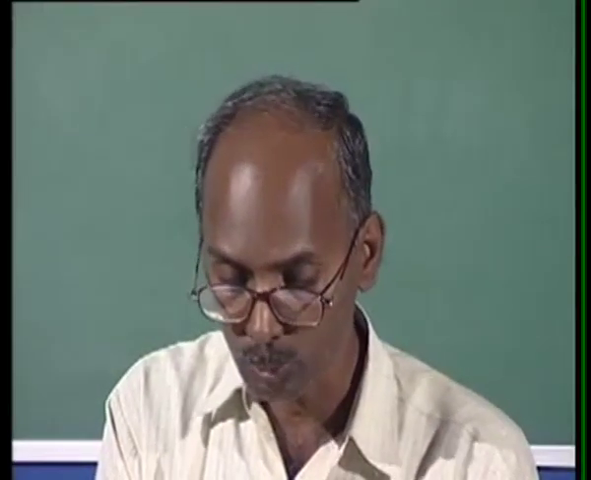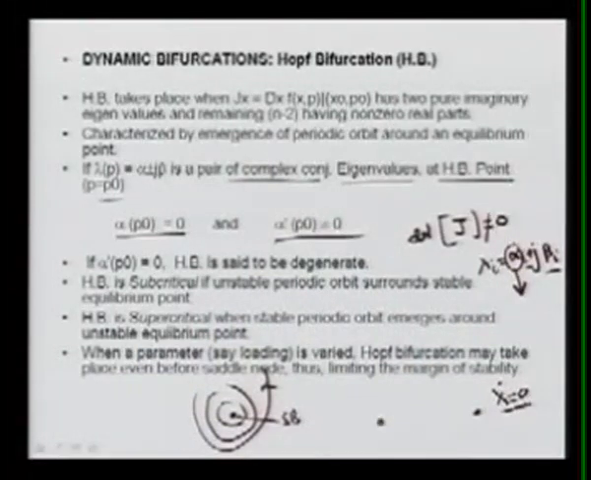However, in the supercritical case, the equilibrium point is unstable, and it is surrounded by stable orbits, and that is called supercritical.